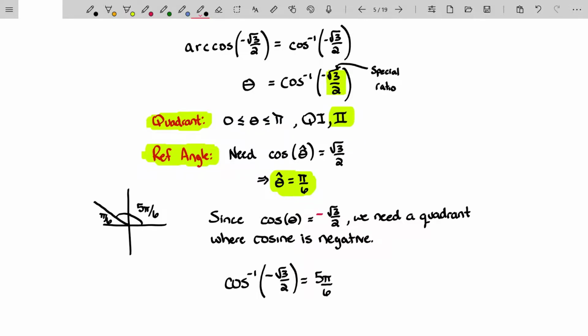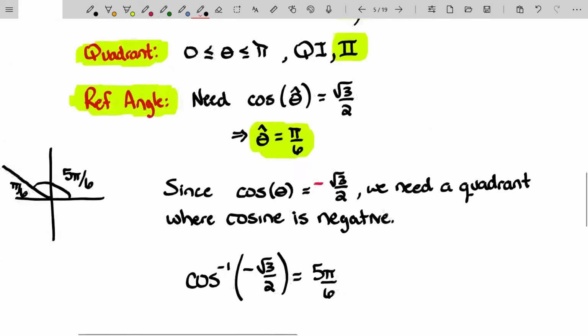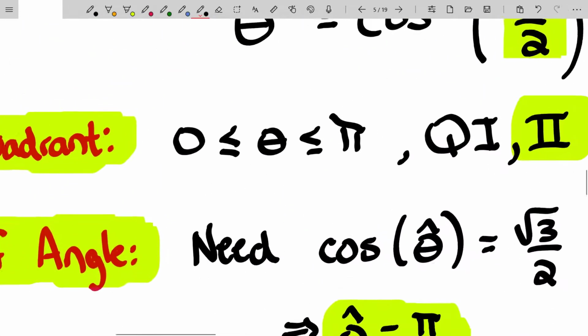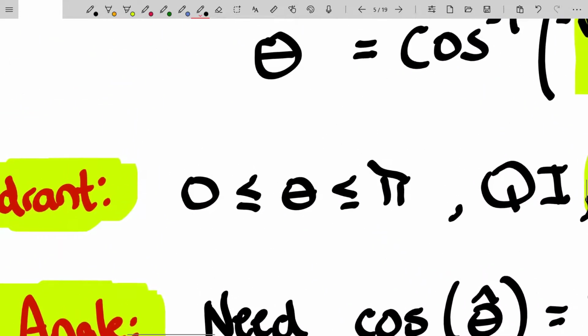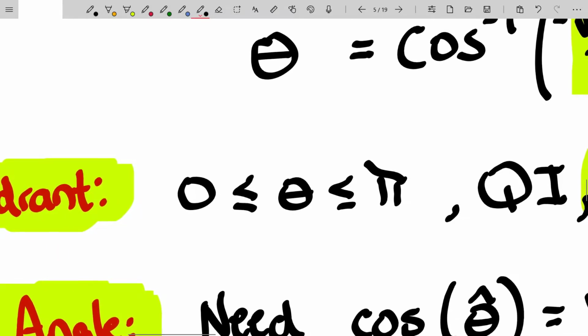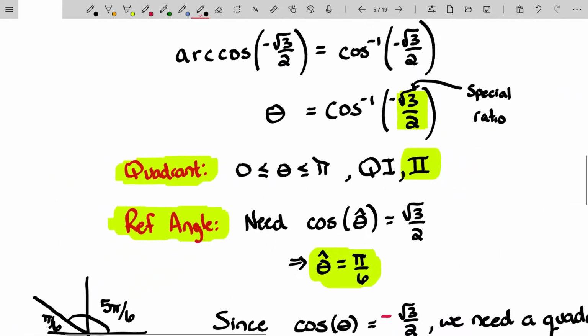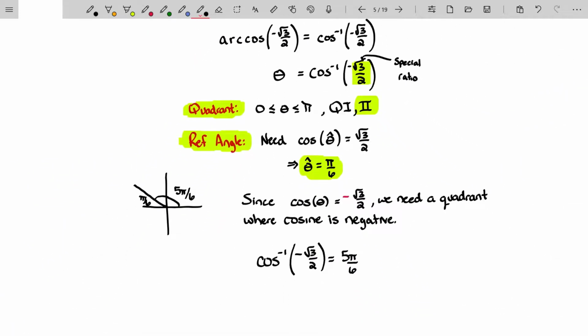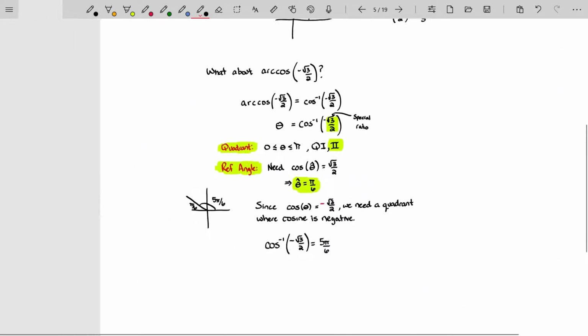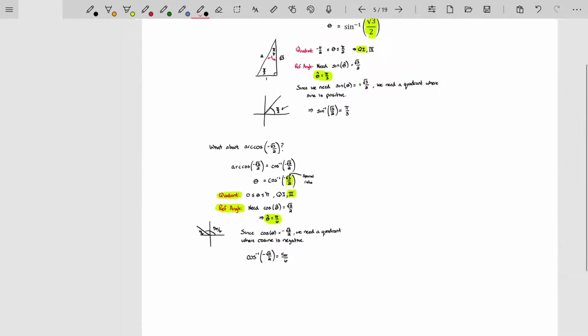Double check that the angle output there is actually within this inequality. 5 pi over 6 is definitely between 0 and pi, which is 6 pi over 6. 5 pi over 6 is within that interval. So there you go. Again, 2 examples in a row showcasing the same steps.